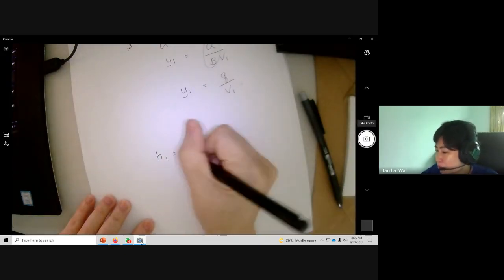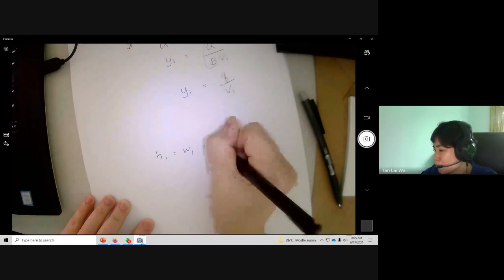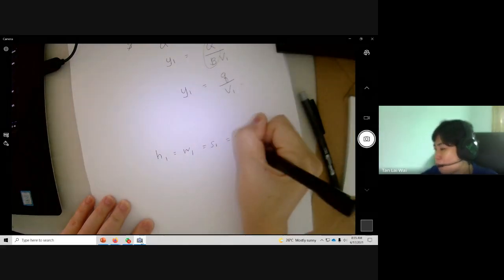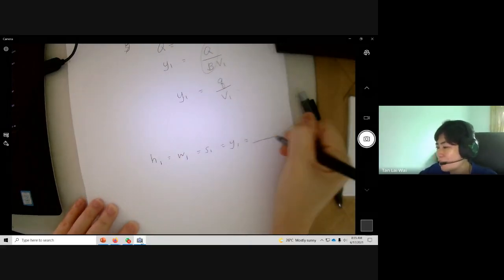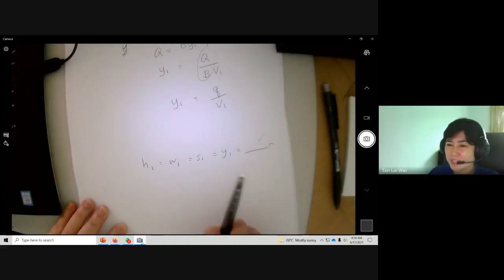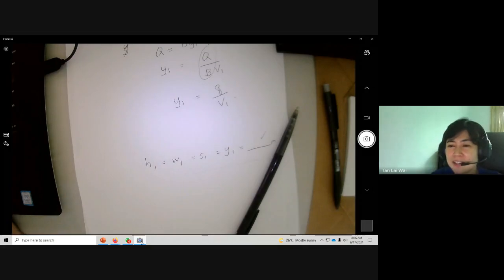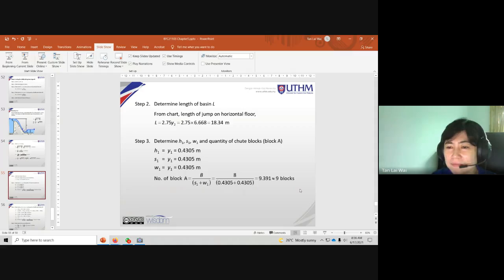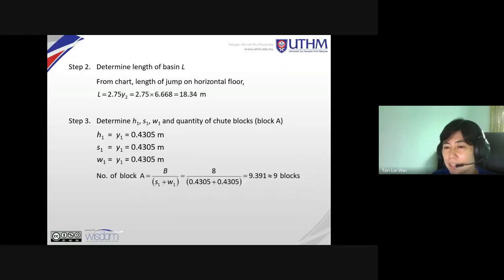H1 equals W1 equals S1 equals Y1 equals what is the value? Write it out. I don't mind if you want to write it like this. Alright then, let's go back to our slide. Equals 0.43, 0.5. Okay then.